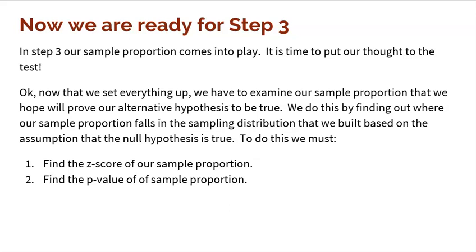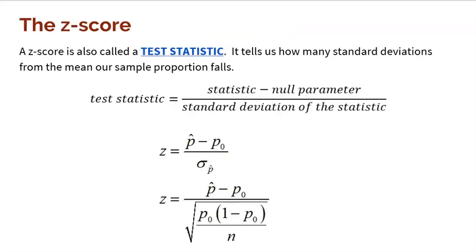The first thing we have to do is find the z-score of our sample proportion. We have to determine, how far is our sample proportion from the mean? Is it really high, really low, or kind of in the middle? That's the z-score's job. And then we have to find the p-value. I'll explain what a p-value is in a lot more detail here shortly. But let's start with the z-score.